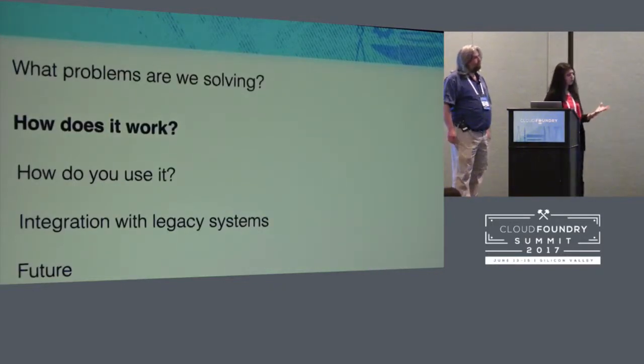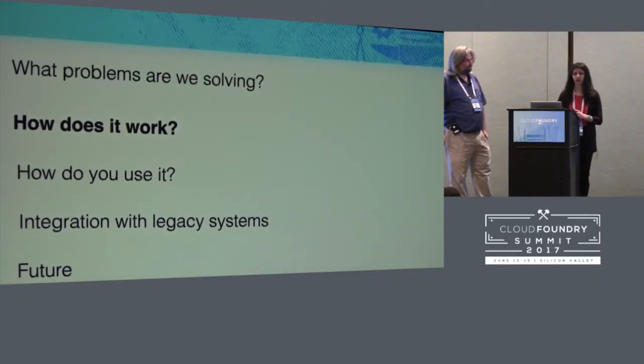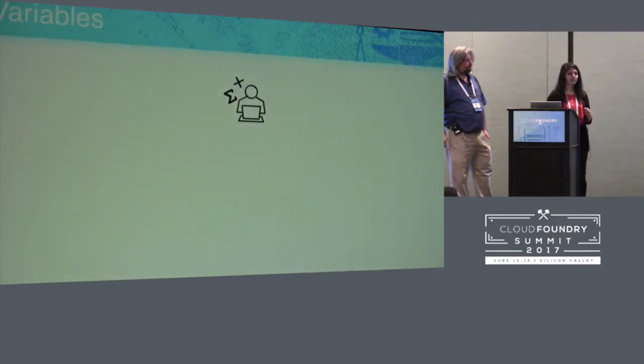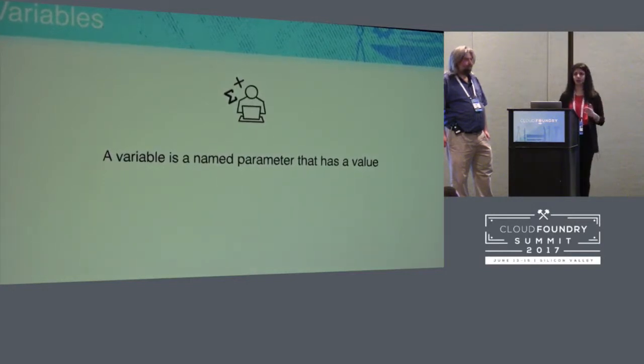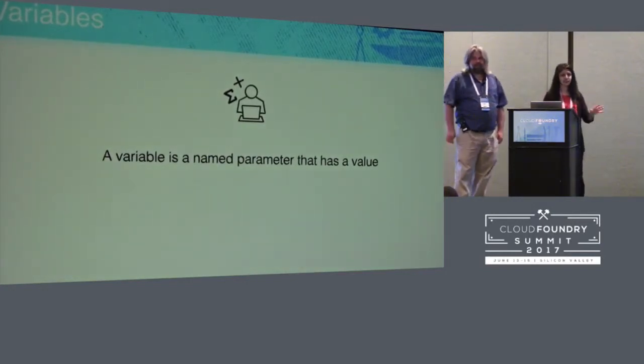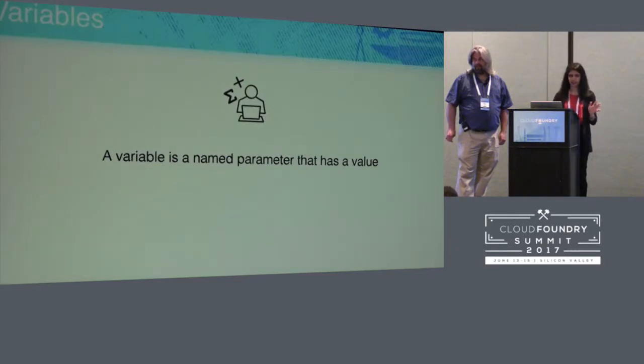So how does it actually work? What is going on to help solve all these problems that we've discussed? And to understand that, you need to understand how variables work. A variable is a named parameter that has a value. Think like math class, x equals 3, y equals 4, same idea.